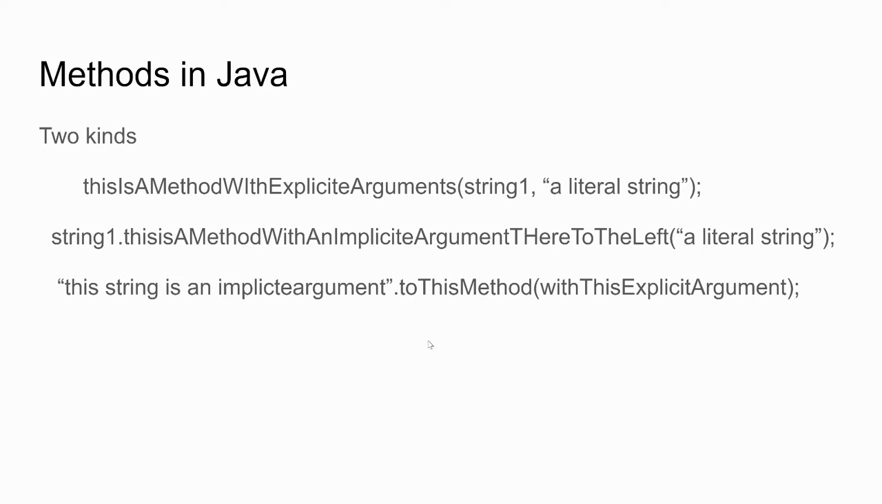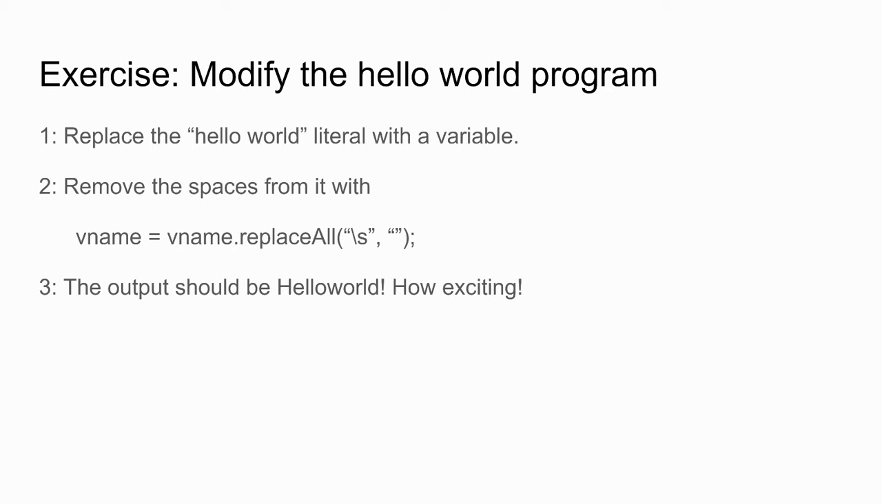If you didn't quite get it, I think it's going to be pretty clear from the context, but I wanted to at least point to these things. And here's an exercise that you can do to practice. Modify the hello world program that you have. Replace the hello world literal with a variable, remove the spaces from it with this command, and we'll go over it in the next video. The output should be helloworld. There's no space between the hello and the world, unlike what there would have been before. So that's your goal, to go and do that. Next video, we will in fact do that together.